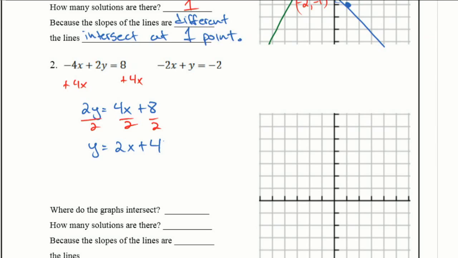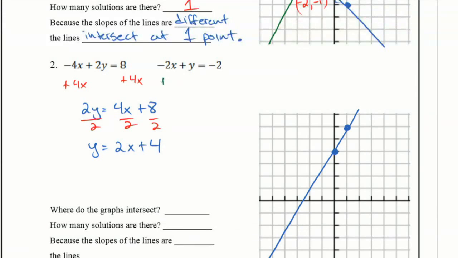Let's plot it. Y-intercept plus 4, 1, 2, 3, 4. My slope is 2 over 1, so I rise 2, run 1. And I'm going to go ahead and draw that line. Again, I don't know where the other line is going to intersect it, so I'm just going to draw it all the way across my graph.